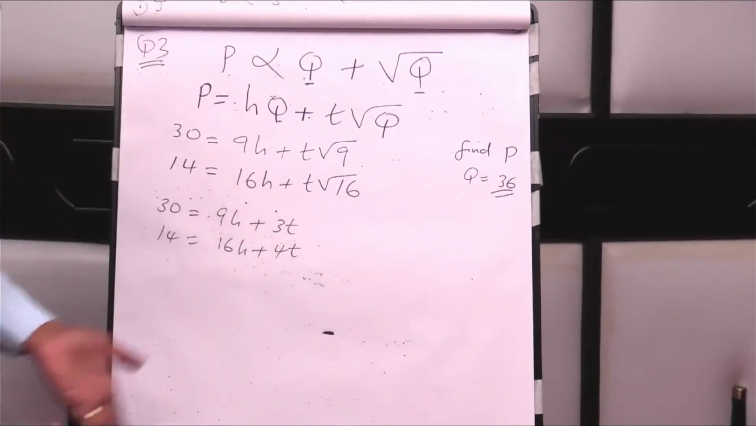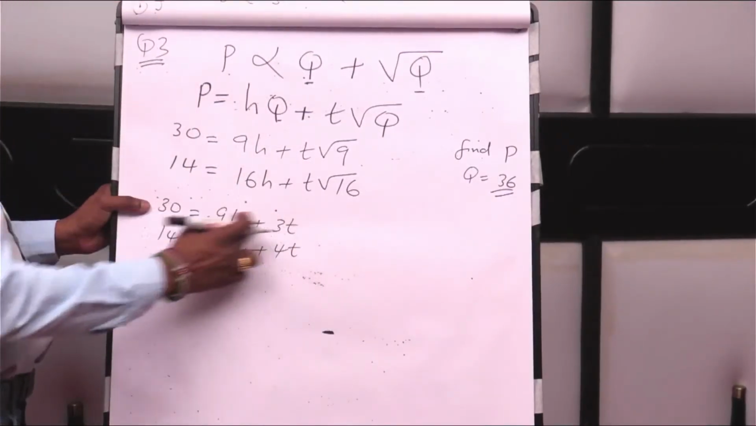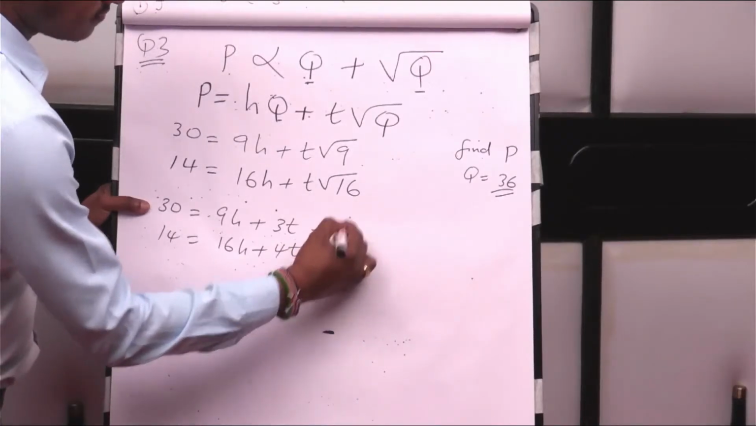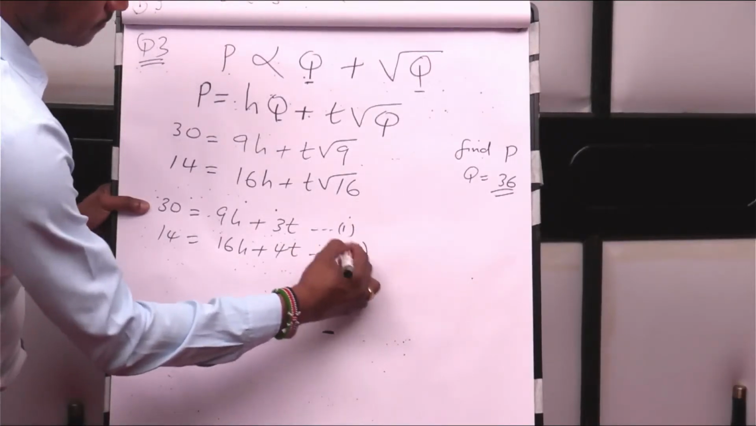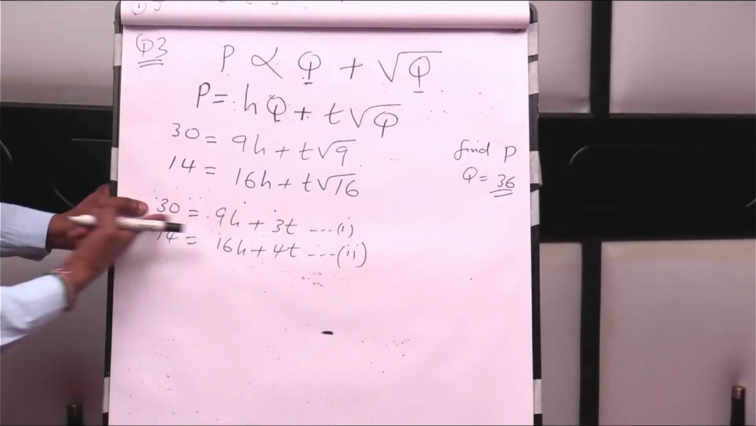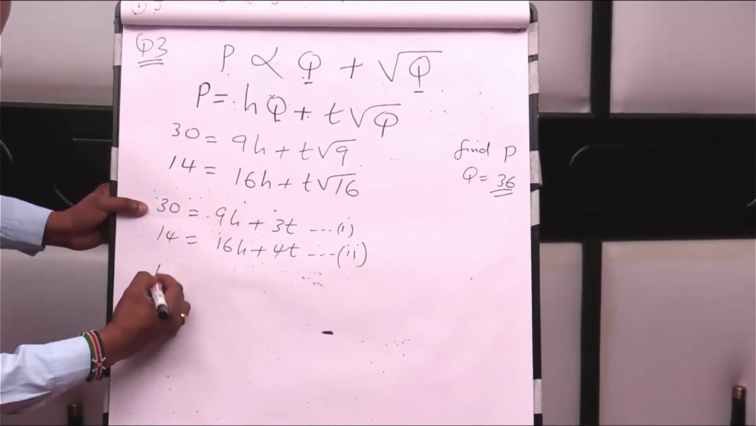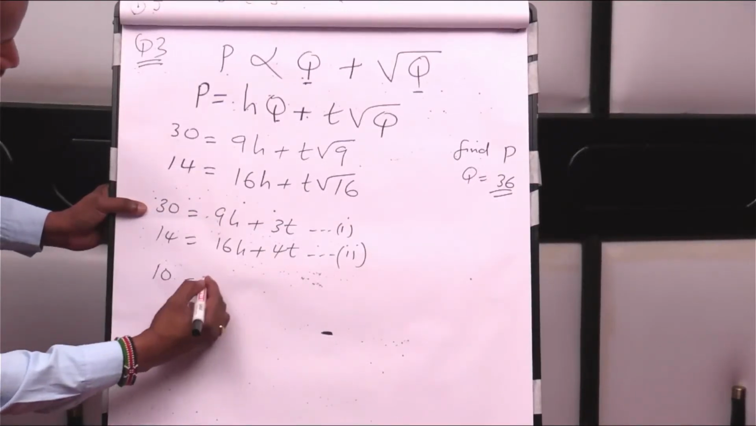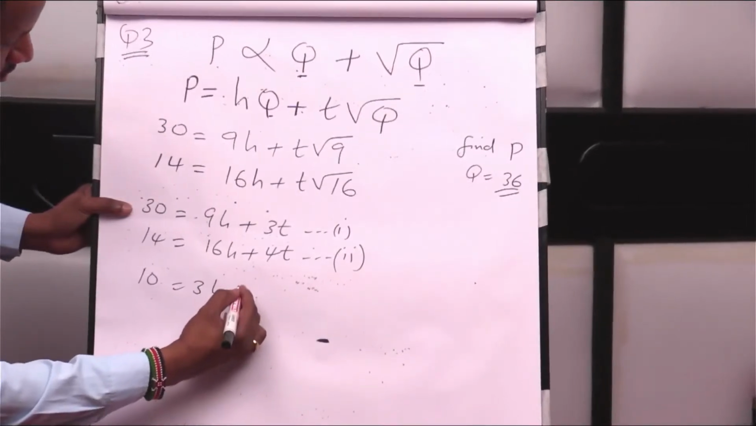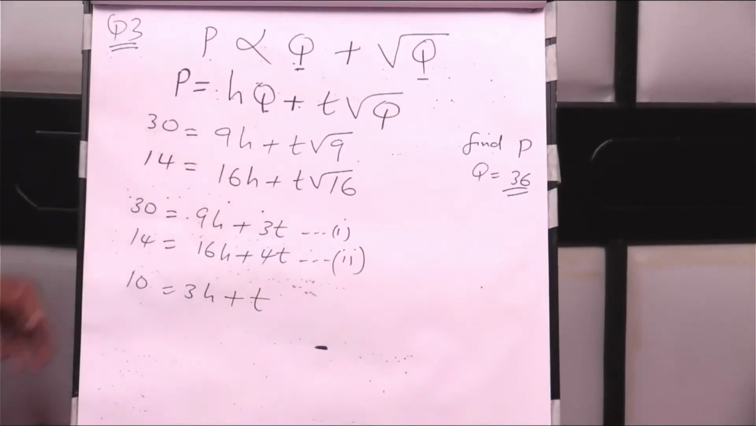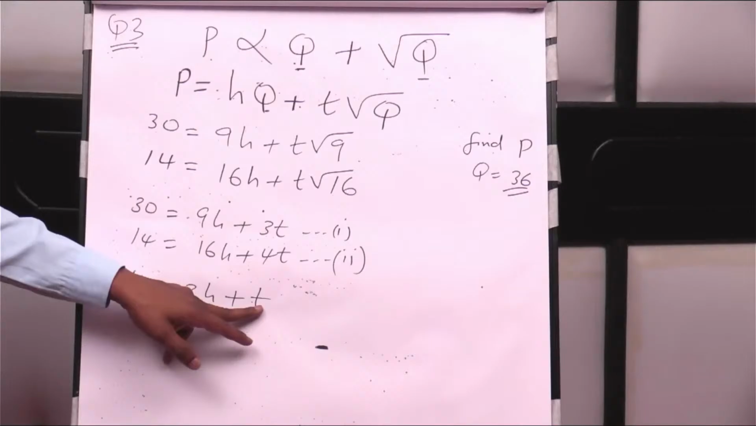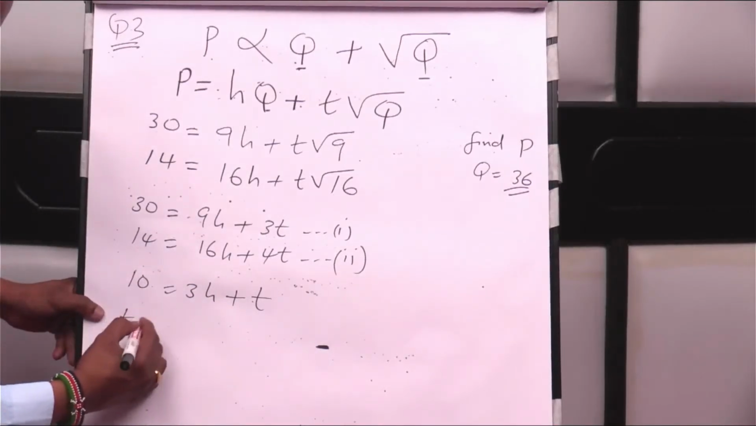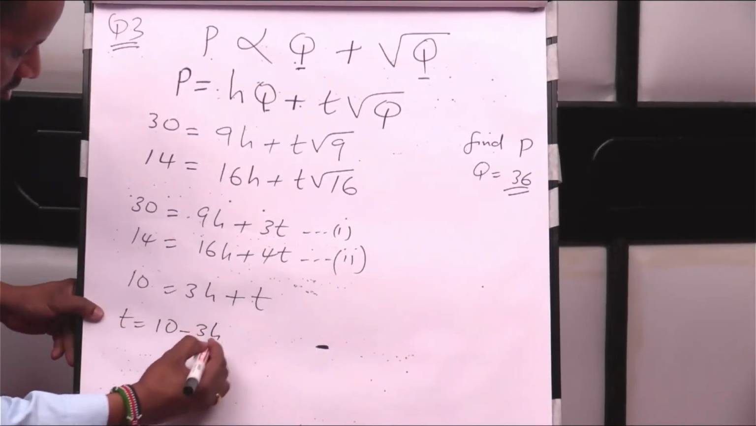So we can do by substitution, because you can see that in the first equation, we can divide everything by 3 here. So if you divide by 3, you get 10 equals to 3H plus T. Then make T the subject of the formula. Therefore, T equals to 10 minus 3H.